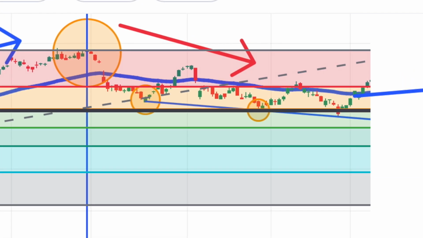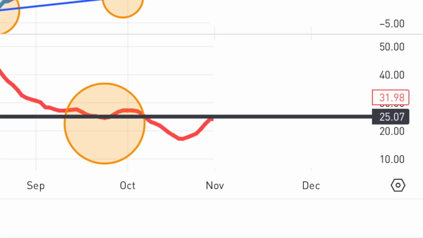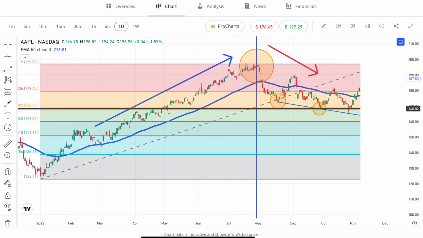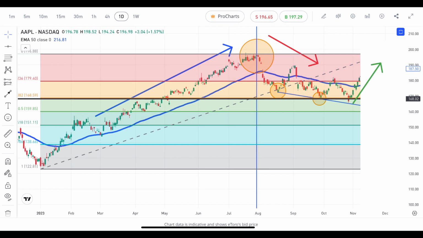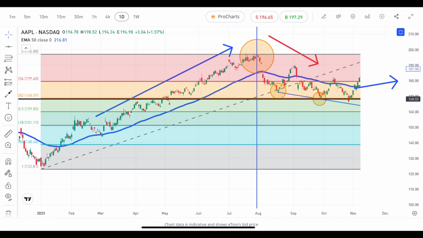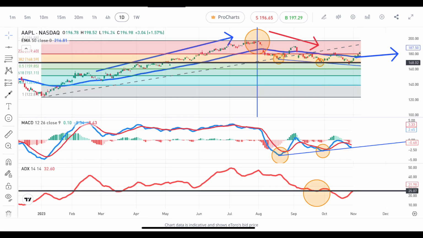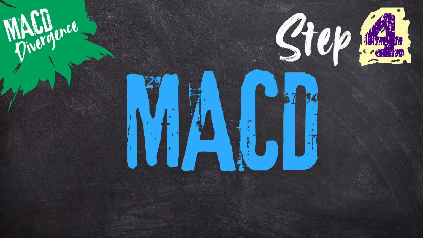Price is now hovering around our retracement zone. The ADX is still weak, but the key point now is that the price is starting to challenge the 50 moving average, and the slope of the moving average itself almost slopes upwards. This time all pieces are lining up, and this is our cue that we need to now move to our next step, the MACD crossover.